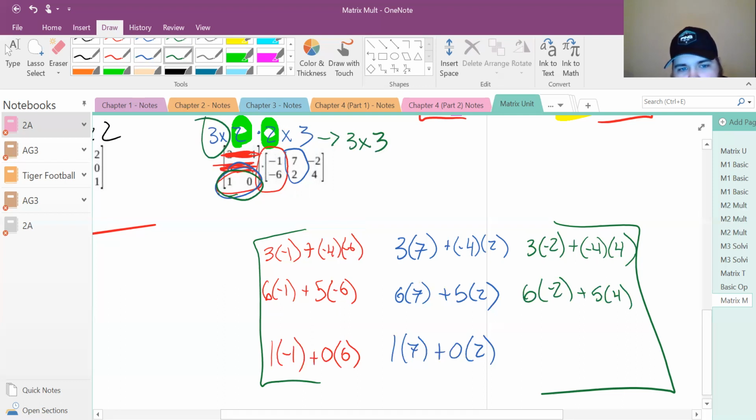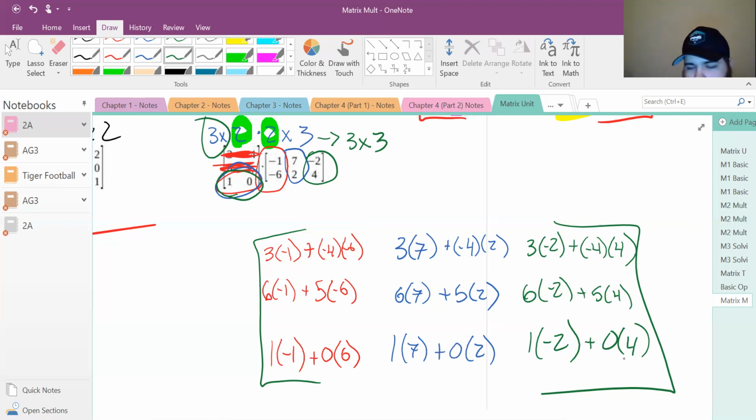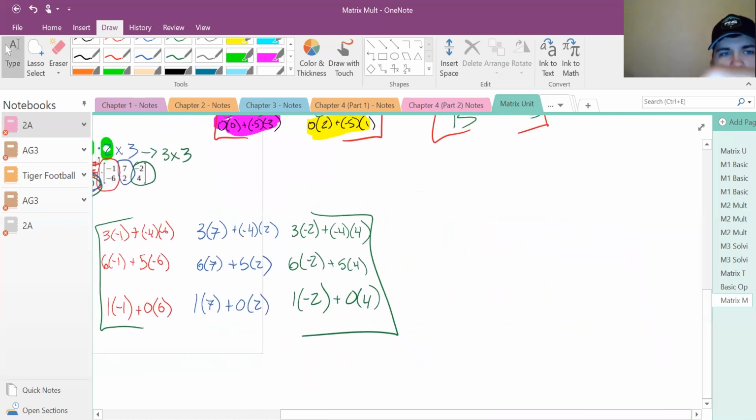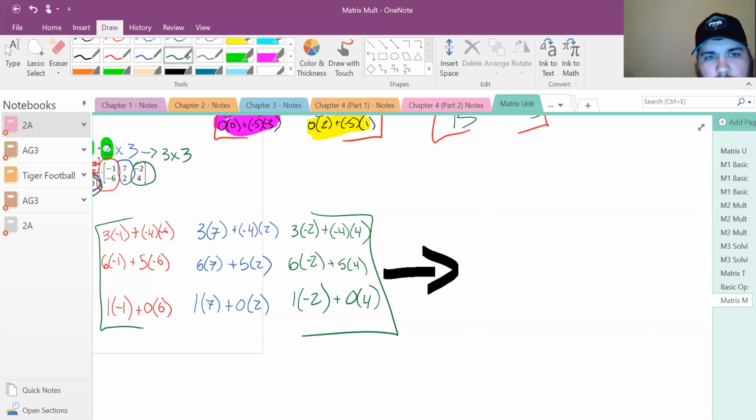So for the last entry, the bottom right entry, we take the third row times the third column. So 1 times negative 2 plus 0 times 4. That's an easy one because it's got 0 in one of the values. Anytime you have 0 in one of the values, it's easy because the second number just disappears. Okay, let's do some math. All right, so now we're going to do our final matrix.